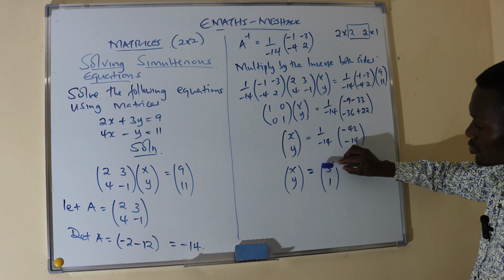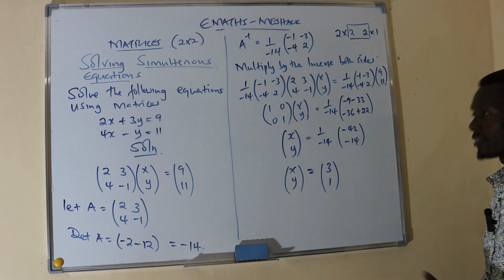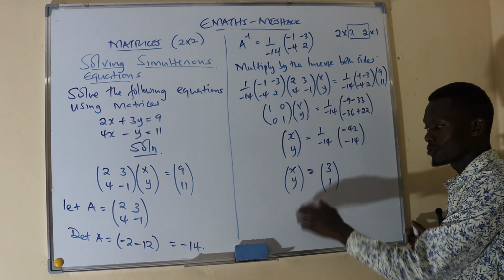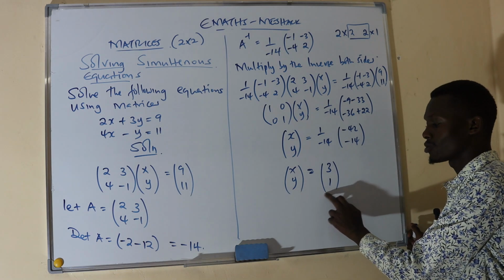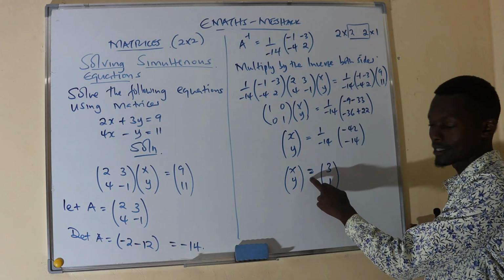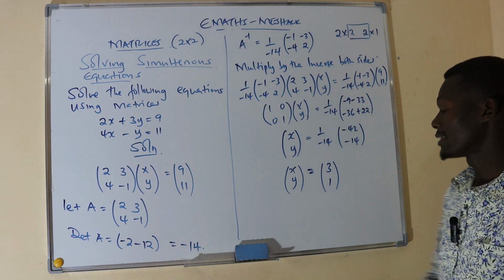So now, is this a 2 by 1? Yes, because we have how many rows? 1, 2, and how many columns? 1 column. And therefore, the value that you get on the left hand side should be the same as what you're getting on the right hand side, because you're using an equal sign at the center. So whatever you have on this side should be the same as whatever you have on the right hand side.